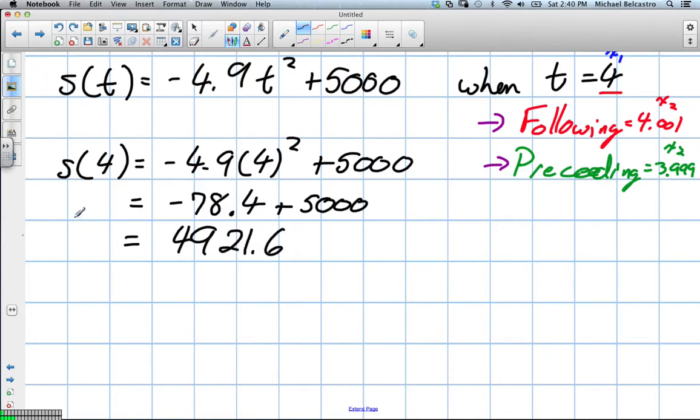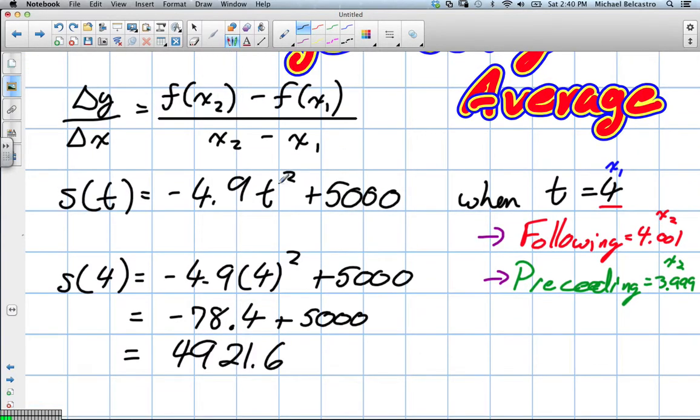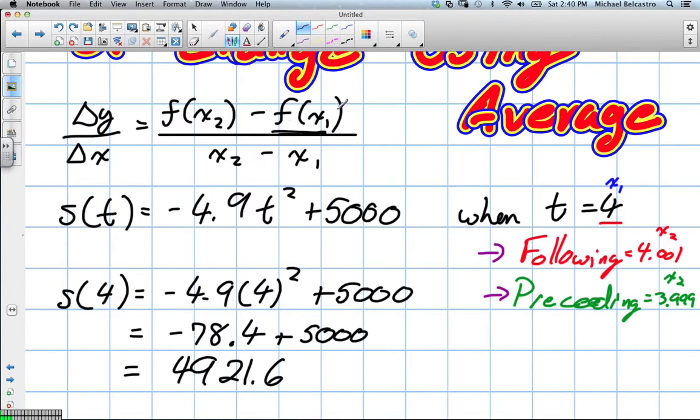Great. That is essentially our f at x1. That's what that value is. In other words, the y value at that point. So this is a coordinate. In other words, when t is 4, y is 4,921.6. That's what we just discovered. That's our x and y coordinate. So our x1, and they call it f at x1, but it can also be known as y1. It's the exact same. Okay, so that's one coordinate.